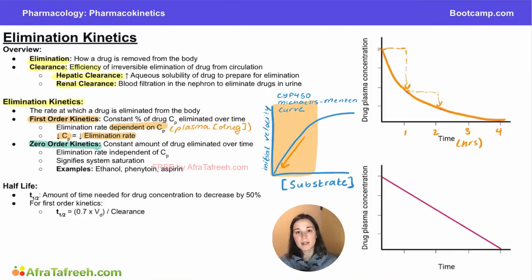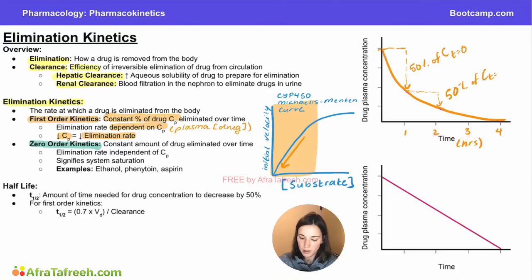The pattern that's happening here is a constant percentage of the drug is being eliminated over time. So in the first hour, 50% of the initial drug concentration is eliminated. And then in the second hour, 50% of the drug that was remaining at time equals 1 hour is eliminated. So the percentage of the plasma drug concentration that's being eliminated is always 50%, but the amount of the drug being eliminated is decreasing because the plasma concentration is decreasing over time.